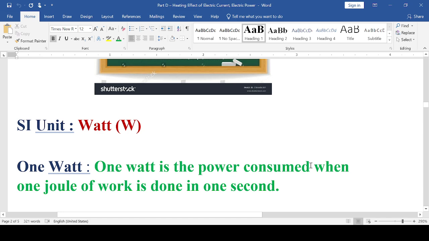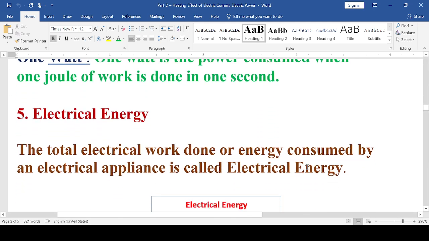The SI unit as discussed is watt. So how are you going to define 1 watt? 1 watt is the power consumed when 1 joule of work is done. When you are doing 1 joule of work, will you consume some time? How much time did you consume? 1 second. So 1 watt is the power consumed when you are doing 1 joule of work in 1 second.